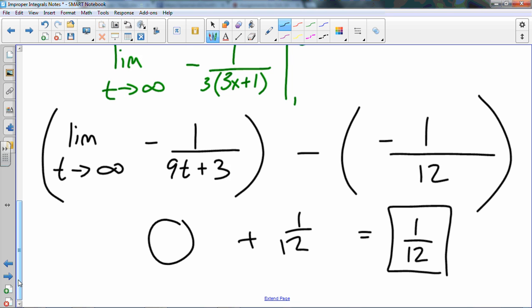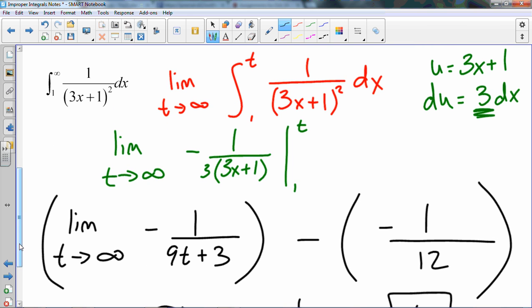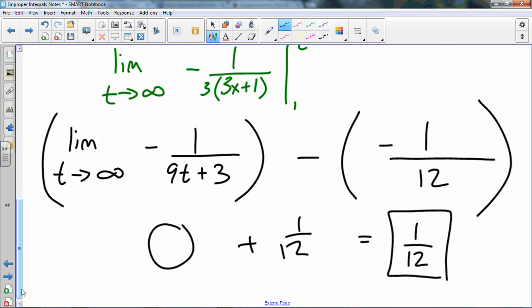So we can say that this integral has a finite area underneath the curve if we're looking from 1 on to infinity. And that area is going to approach 1/12.